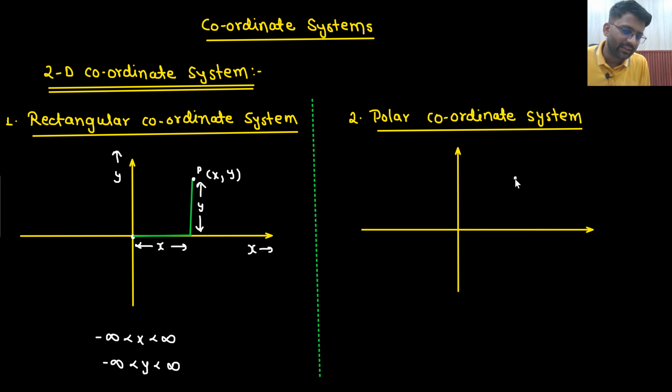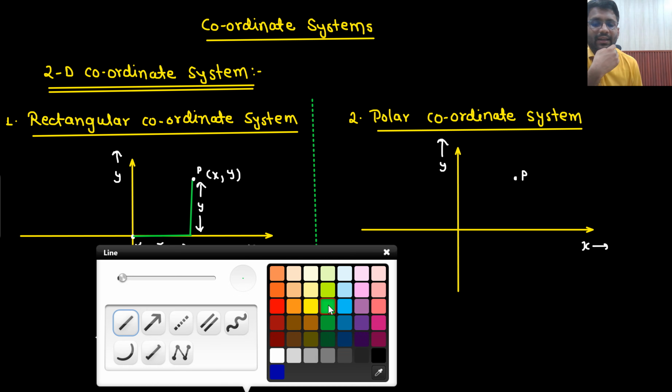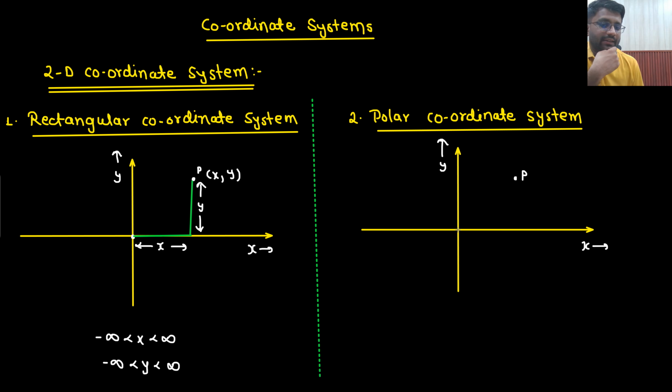Now let's say again there is some point P. This is your x-axis, this is your y-axis. I want to reach this point P only. What would someone say? Someone would say, sir, directly from the origin, I will go for a distance of r and I will reach the point P.